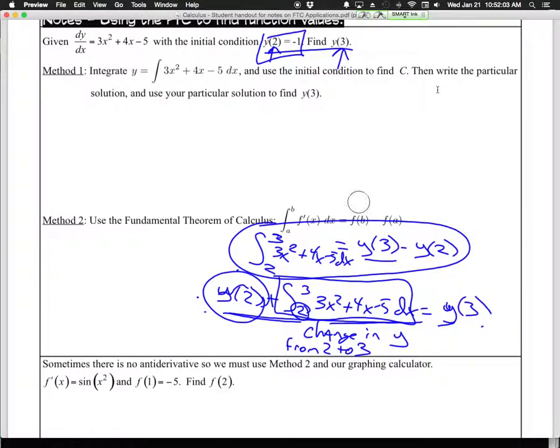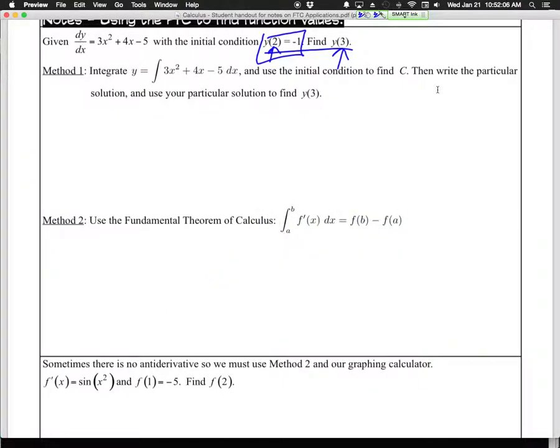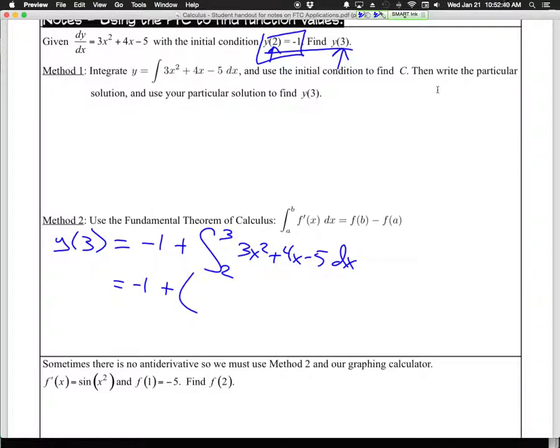So now, let's use this, and we should get the same answer when we do it correctly. So I'm interested in finding y of 3, and that's going to equal my starting y value. What's my starting y value? -1 plus the integral from 2 to 3 of 3x squared plus 4x minus 5 dx. And that gives me what I'm looking for. So the -1 stays there. Now I'm ready to integrate. So I should get the same thing.